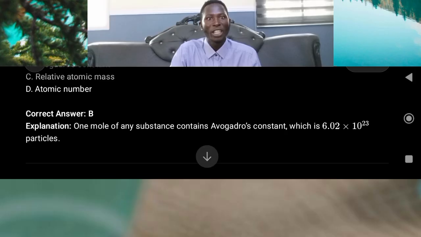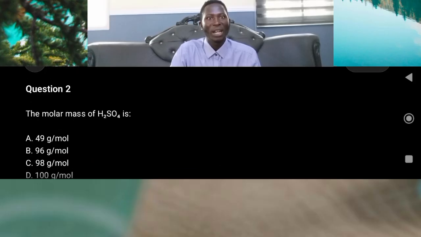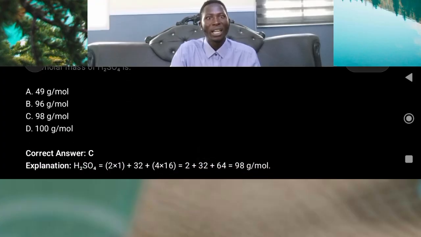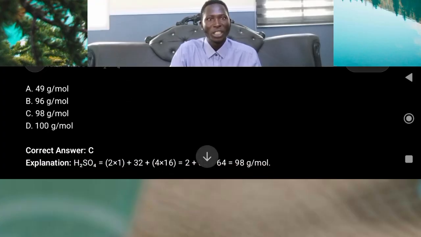So let's move to question 2. Question 2 says that the molar mass of hydrogen tetraoxosulfate 6 acid is: A, 49 gram per mole; B, 96 gram per mole; C, 98 gram per mole; and D, 100 gram per mole. So what is the correct answer here? The correct answer here is C. So C is the correct answer, and let's see the explanation.